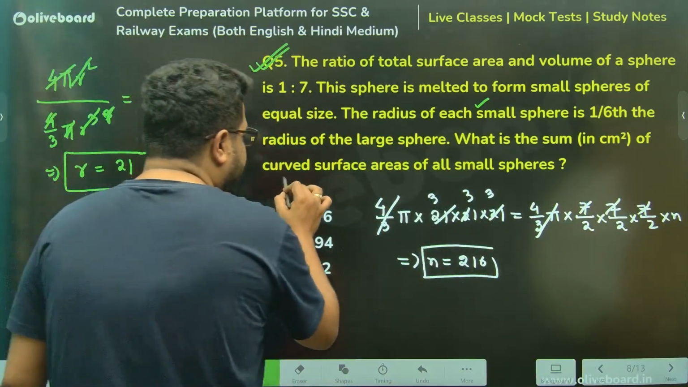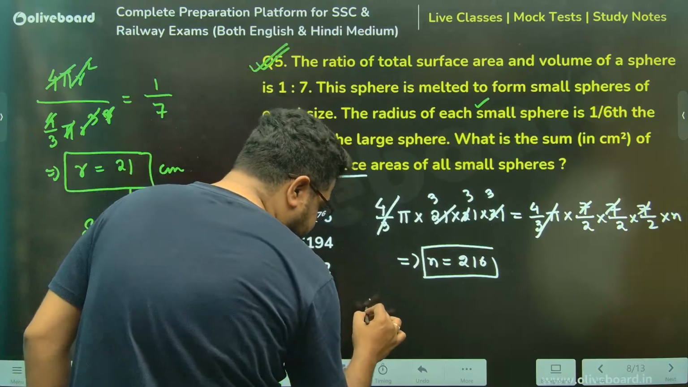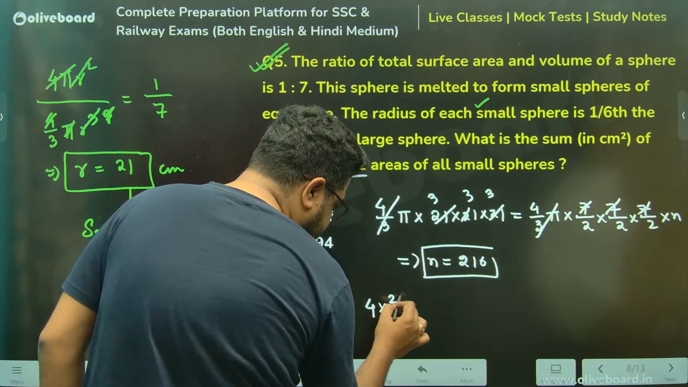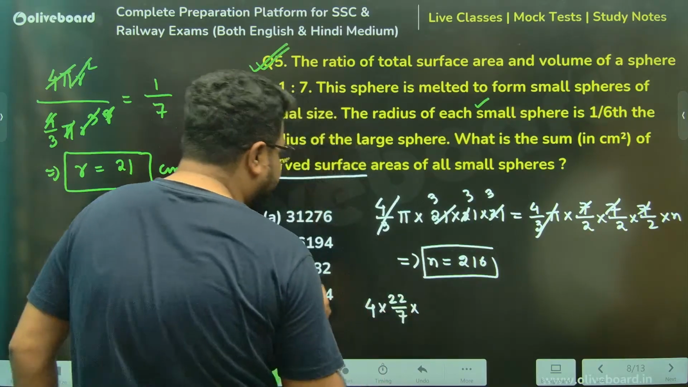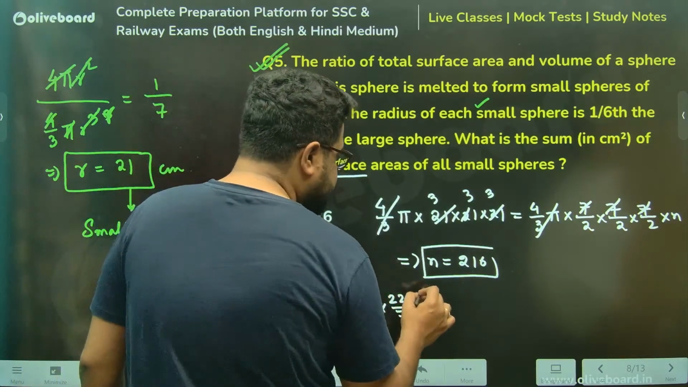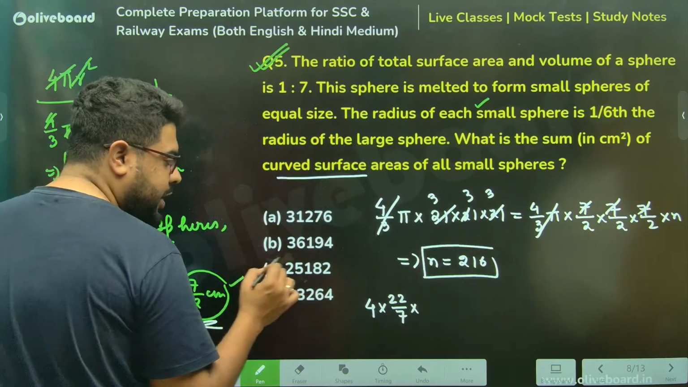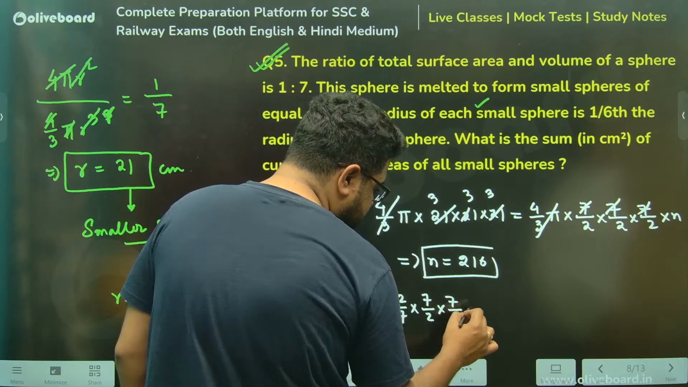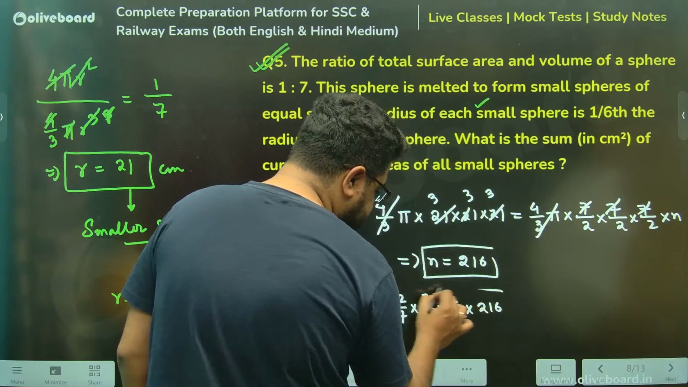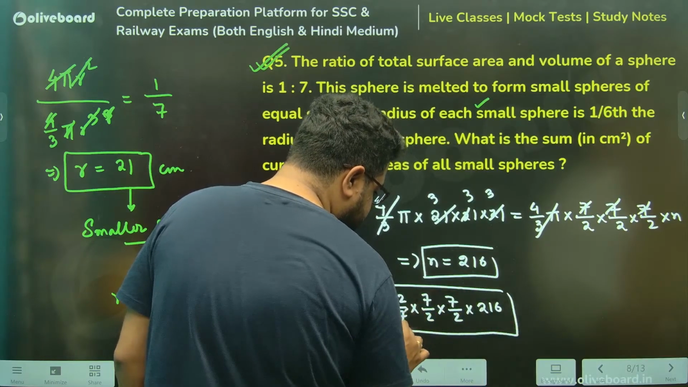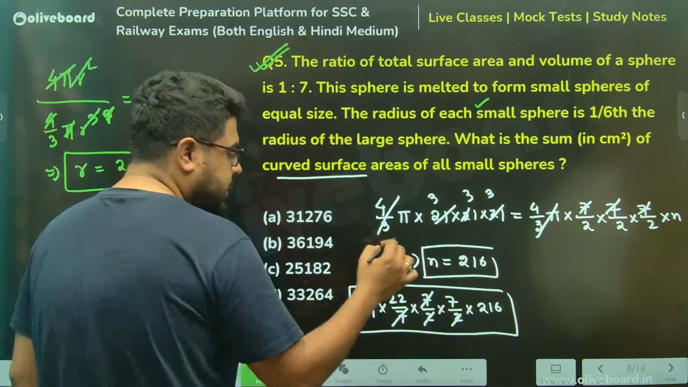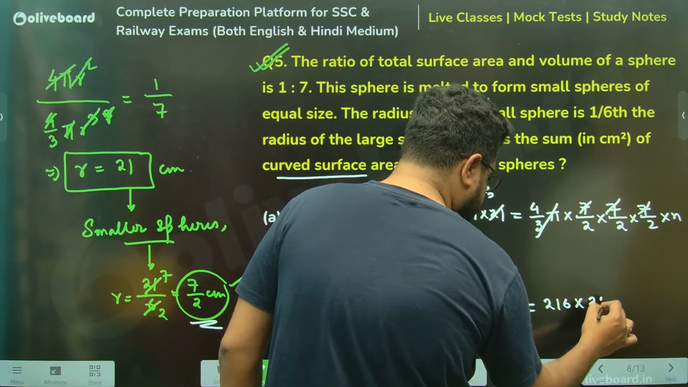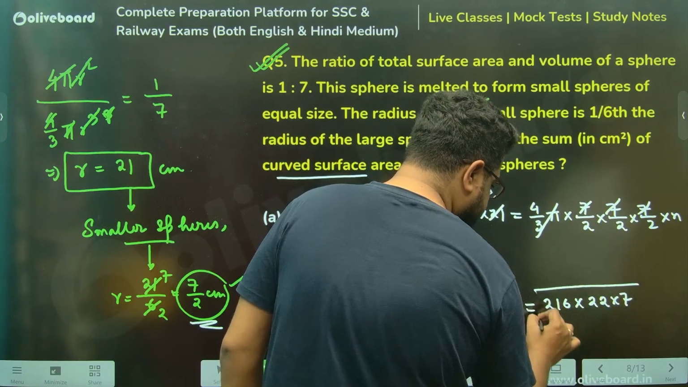Now the sum of all the curved surface areas. Each sphere will have a curved surface area of 4 pi r square, that is 4 into 22 by 7 into r square. R is 7 by 2 in the case of smaller spheres, so 7 by 2 into 7 by 2, into 216, that's how you will figure it out. The 2 2 4 is gone. So we will have 216 into 22 into 7.